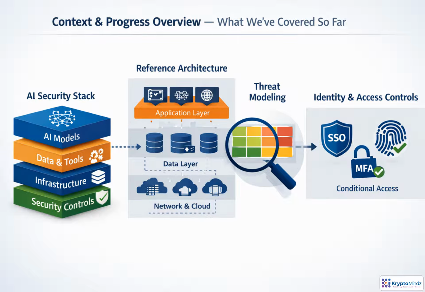Module 1 gave us the architectural map, the stack, the layers, and the AI-specific risks. Now we turn that map into enforcement, starting with identity controls for models, data, tools, and administrative surfaces.